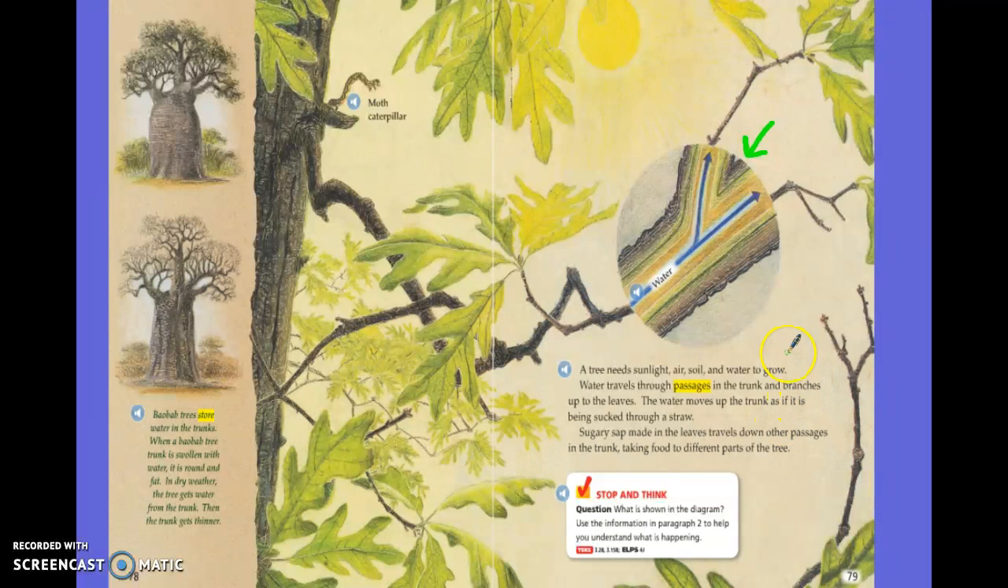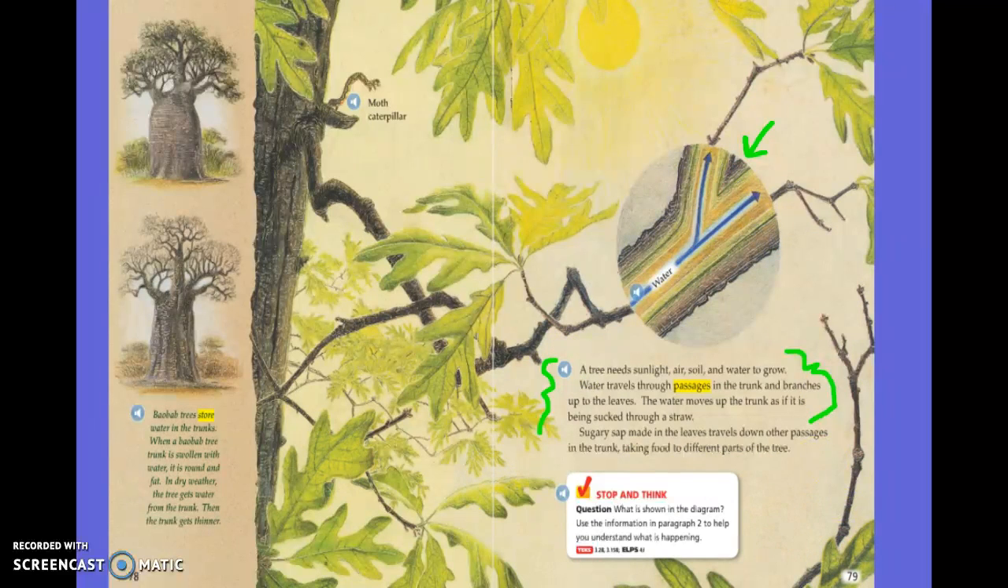Okay, so that's what the text tells us, and the author included this diagram here to help me as a reader understand how the water travels through the branches. Okay, so it's just a visual. It helps me understand the information that was written below. So I'm going to write all that down on my chart.